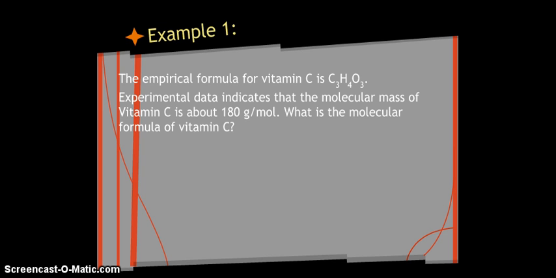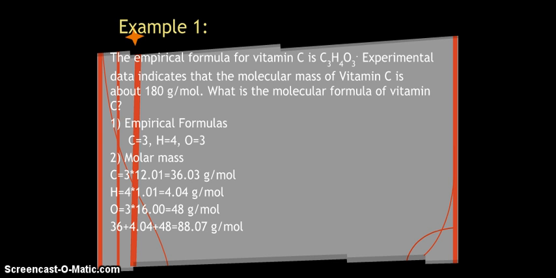The empirical formula for vitamin C is C3H4O3. Experimental data indicates that the molecular mass of vitamin C is about 180 grams per mole. What is the molecular formula of vitamin C? First, we had to solve for the empirical formula, so it was C equals 3, H4, O equals 3.